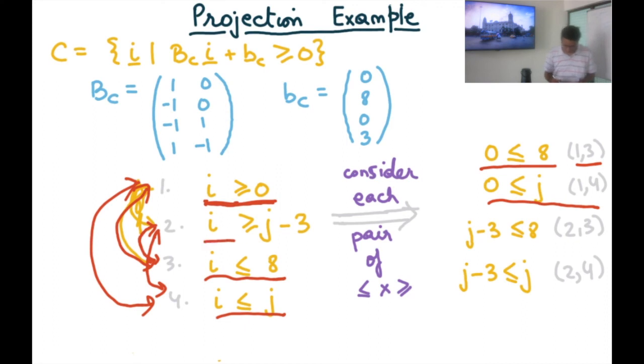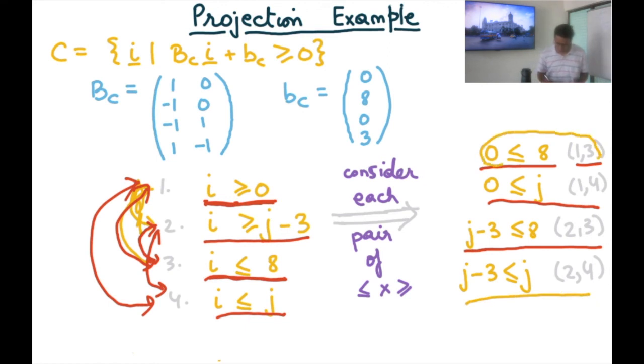Then I look at I is greater than or equal to j minus 3, I is less than or equal to 8. So that just gives me j minus 3 is less than or equal to 8. This is coming from the second and the third equations here. And then I look at second and fourth, which gives me j minus 3 is less than or equal to j. Now notice that some of these inequalities are trivial. For example, 0 is less than or equal to 8 is really giving us no information whatsoever. Similarly, j minus 3 is less than or equal to j is also not giving us any information whatsoever.